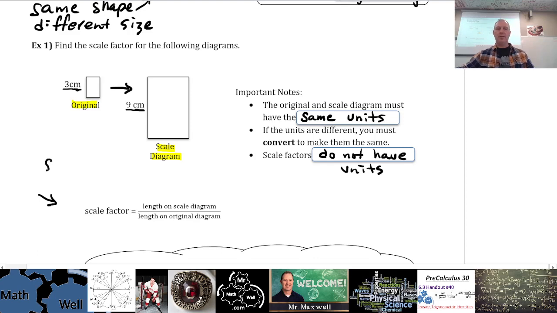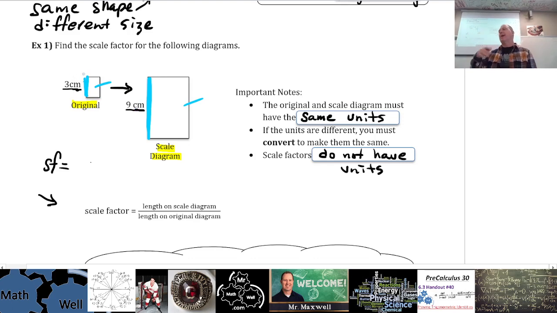The scale factor here is going to be, now the corresponding sides that we have are this side and this side. Are those corresponding sides? Yes, they're the same sides in the two diagrams. This side over here would match with this side over here. And so on, right? So which one do I put first? Do I put 3 over 9, or do I put 9 over 3 in finding the scale factor?